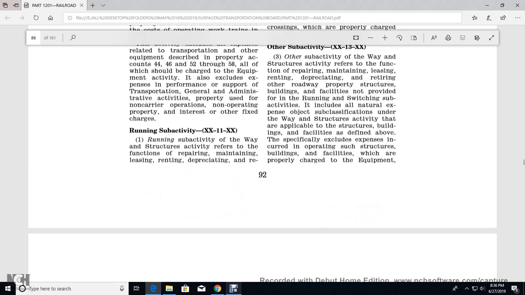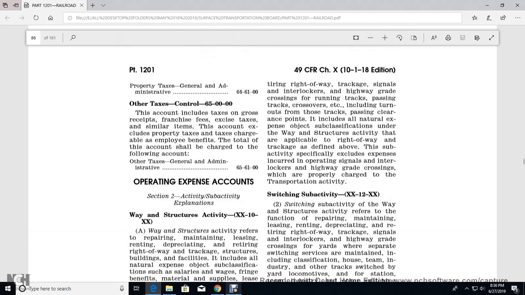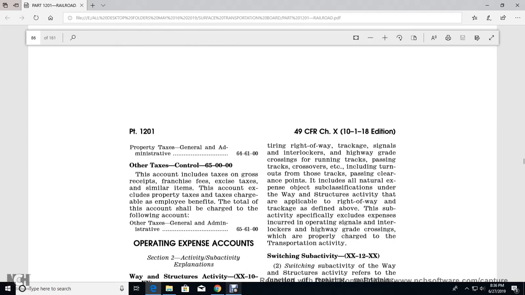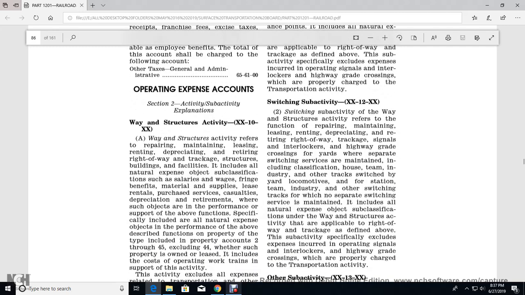Running sub-activity, way for the activity refers to the function of repairing, maintaining, leasing, renting, depreciating, and retiring the right of way of the track, signaling, interlocking of the highway grade crossing, running the track for the passing tracks, crossovers, etc. Include the turnarounds for those tracks for the passing and clearing points. That includes all the natural expense of the object, sub-classifications of the way and structure activity applicable to the right of way of the track as defined above. The sub-activity specifically excludes the expense of the operating signal of the interlock of the highway grade crossing, which are properly charged with transportation activity.